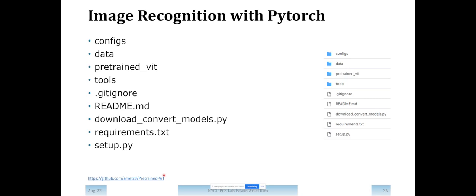So let's look at the directory of how I organize my projects in detail. Basically we have a few folders, like you can see configs, data, pre-trained, tools, and then some setup files. I guess you all know what a gitignore is, but if you don't, it's related to git, and git is a file versioning system for keeping different versions of your code and then hosting them online.